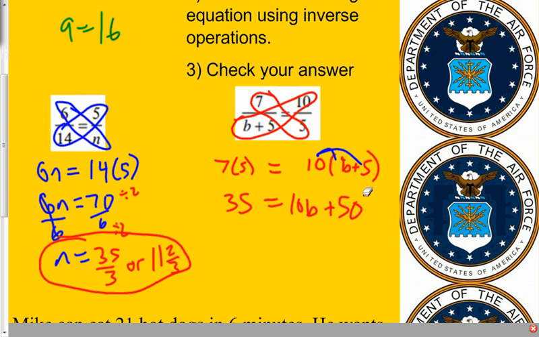I'm not sure why it's showing up as an eraser for my pen, but we're going to work with it. Now I'm left with 35 equals 10b plus 50, and it's an equation. It's actually going to be a two-step equation. We're going to work on the side with the variable. We're going to get rid of what's not attached to the variable first. So this plus 50 is going to be minus 50. Do the inverse, and I'm going to subtract 50 on this side as well.